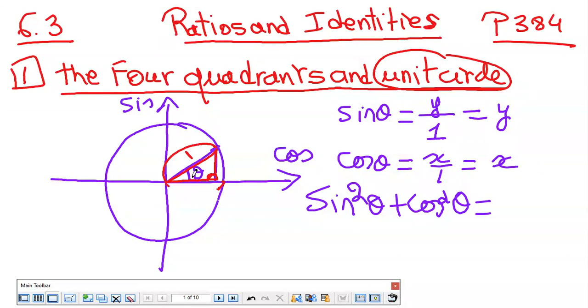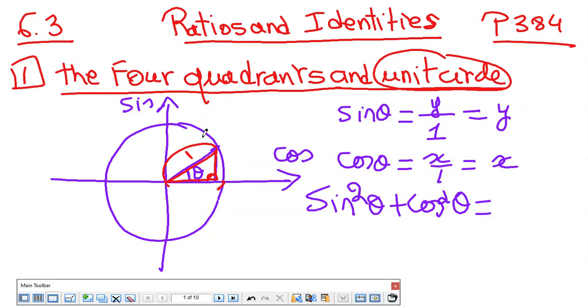And if I say cosine is adjacent over hypotenuse, this is the adjacent x over the hypotenuse 1. So the cosine theta is x. That's why the x-axis represents the cosine of the angle, and the y-axis represents the sine of the angle.